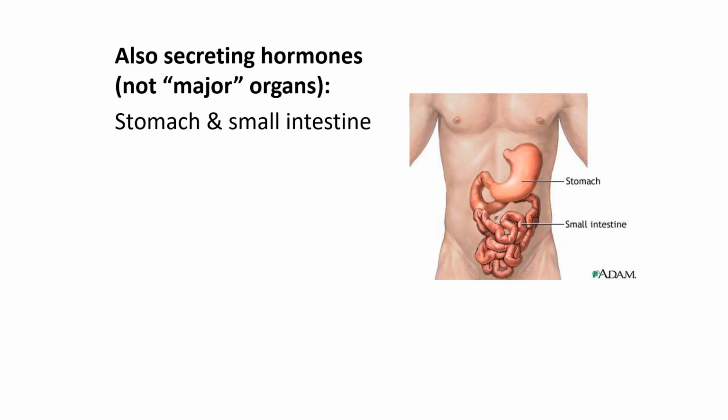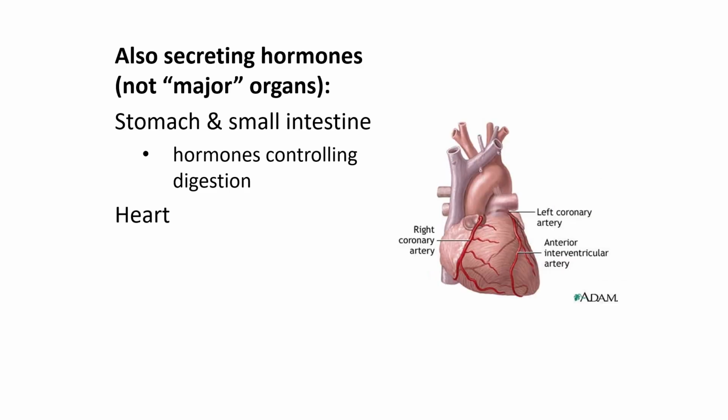All right, so let's talk about a few of those organs that are not endocrine organs but also secrete hormones, okay? The stomach and small intestine are going to secrete hormones that affect and control digestion. And we'll talk about those hormones when we get to the digestive unit, so I won't throw a whole bunch of terms at you here. Just know that we have hormones in this area that can affect and control our digestion.